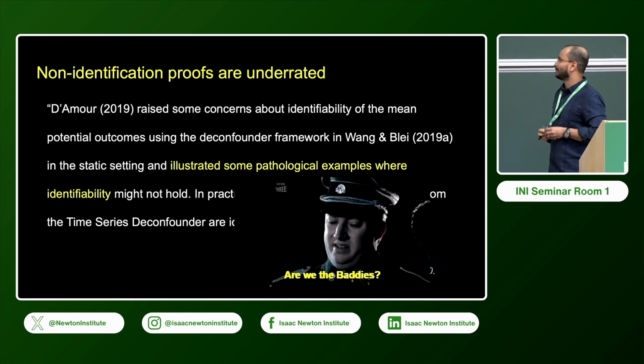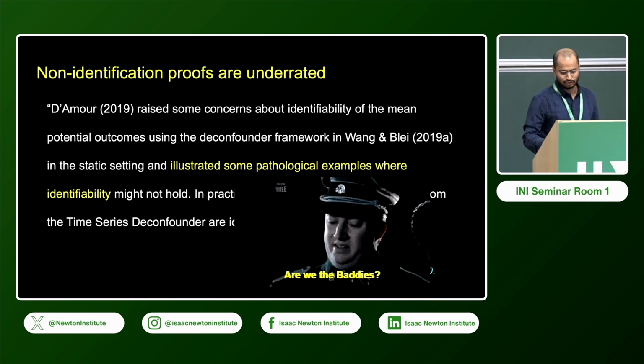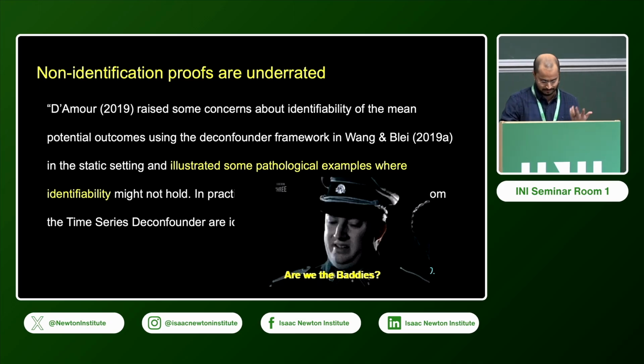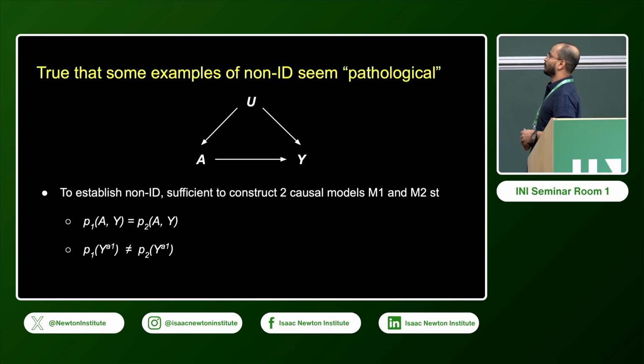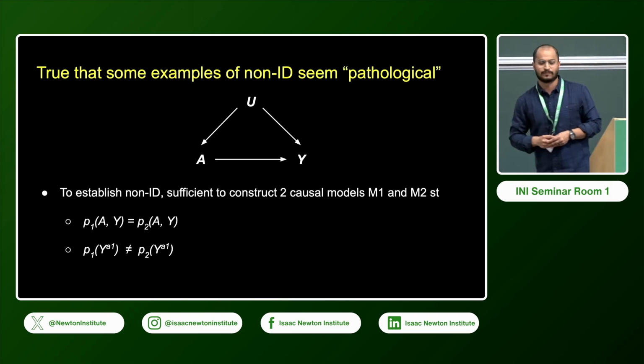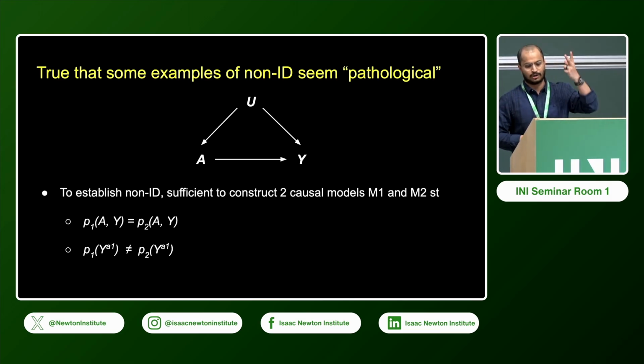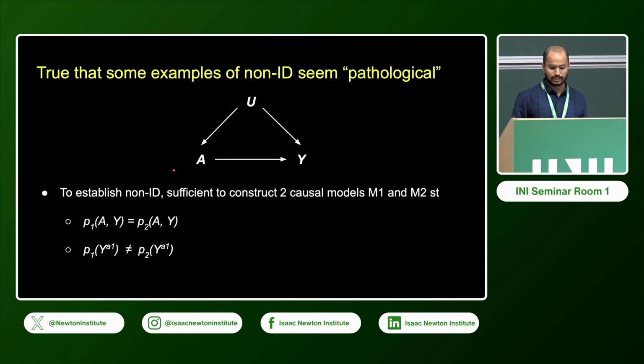So it's like, yeah, maybe we should do a better job at explaining non-identification, try and make it a little bit more believable. So just to give you a sense of what I'm talking about, to establish non-identification, it's sufficient to construct two causal models, M1 and M2, such that they agree on the observed data distribution.